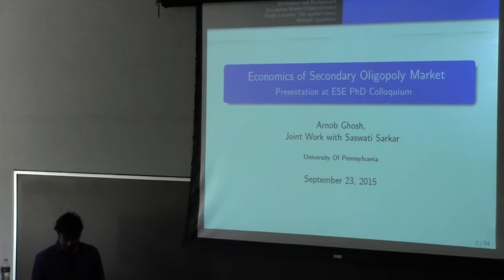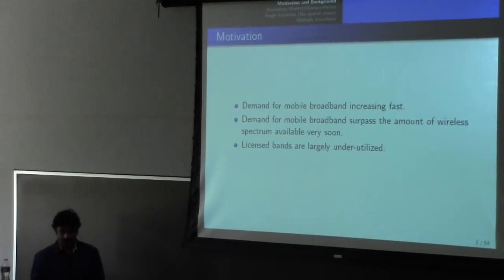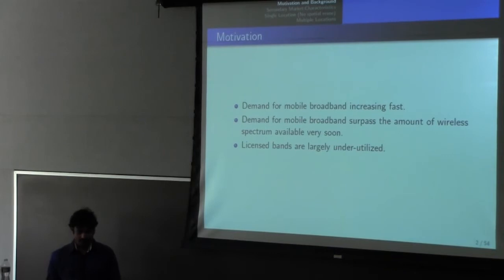First, I will talk about the motivation behind the work. We are living in a world where all devices are becoming smart: smartphones, tablets, smart devices. That is why the demand for mobile broadband is increasing very fast. Recent studies suggest that the demand for mobile broadband will soon surpass the available wireless spectrum. But this scarcity is artificial, because largely these licensed bands are underutilized.